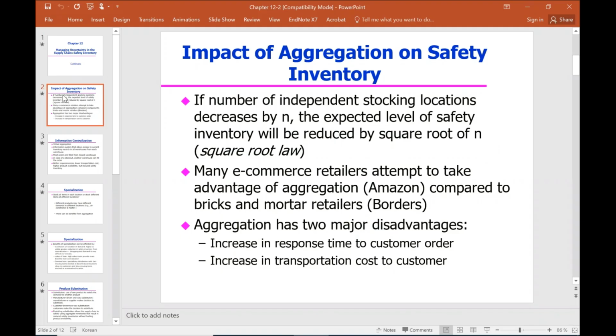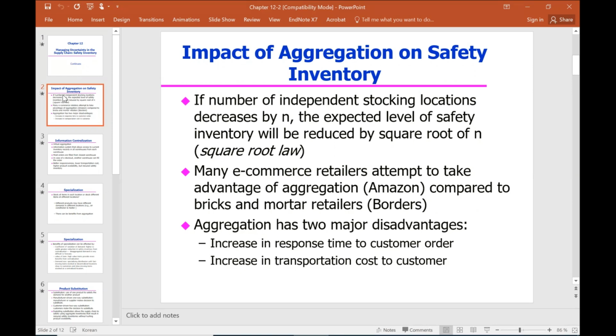If the number of independent stocking locations, you can just imagine these are warehouses, decreases by n, then the expected level of safety stock will be reduced by the square root of n. So by implication, if you reduce the total number of warehouses, then you can reduce the safety stock you store in all those warehouses. So that's again the famous square root rule.